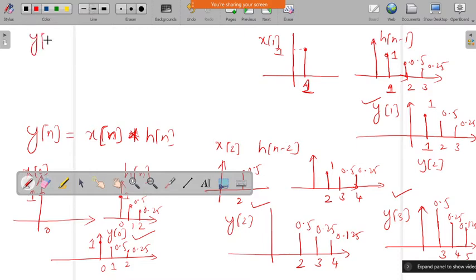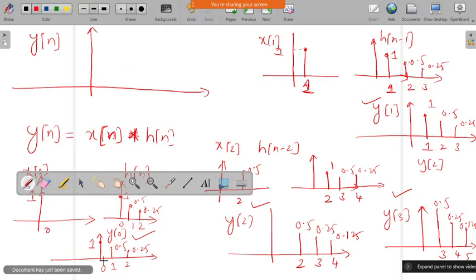So now your y of n will be, now you can see what is y of 0. Now at 0 it is 1. So is y of 1 having a sample at 0? No. And y of 2 is not having any sample, and y of 3 also is not having any sample. So at 0 we have only y of 0, whose sample amplitude value is 1.